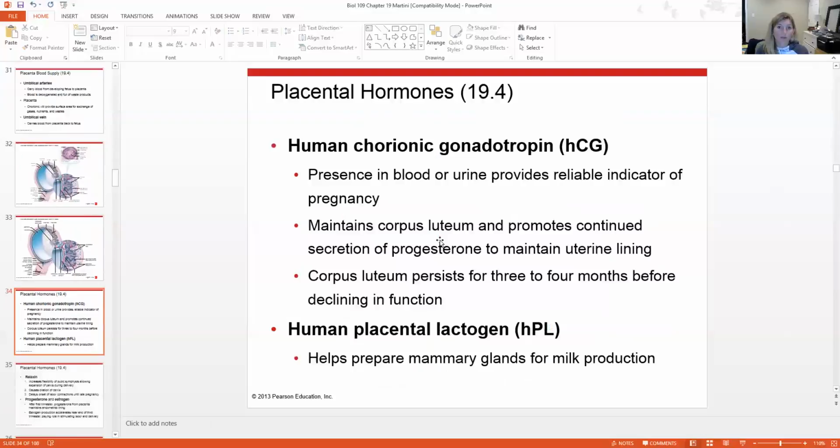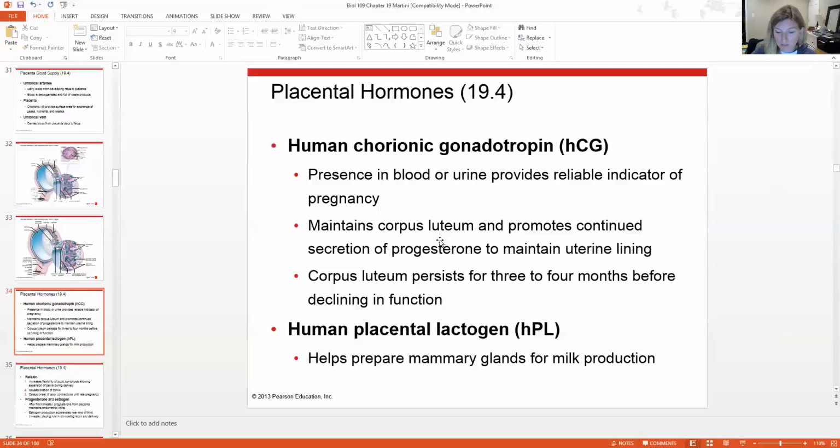There are hormones involved in maintaining the placenta. Human chorionic gonadotropin, HCG, is present in blood and urine, which is our typical indicator of pregnancy. It maintains the corpus luteum and promotes the continued secretion of progesterone. Progesterone helps to maintain the uterine lining until the placenta is strong enough to do it itself. The corpus luteum persists for about 3 to 4 months before it declines in function. All of that elevated progesterone is why you experience that morning sickness during that first trimester. Makes you feel kind of icky.